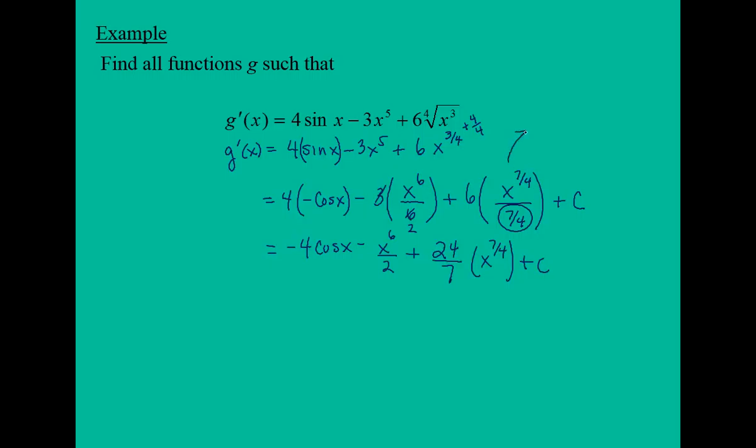And let me explain what happened up here. We had 6 times x to the 7/4, and we said we're going to take this and invert and multiply. So if we invert and multiply, this becomes 4 over 7. And you can see we'll multiply 6 times 4 divided by the 7, x to the 7/4.